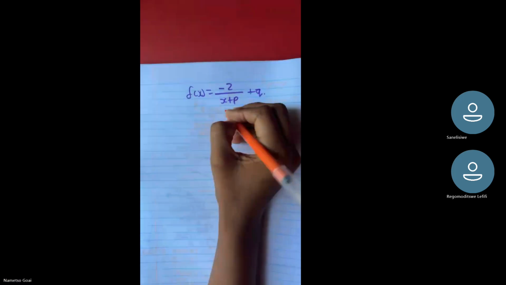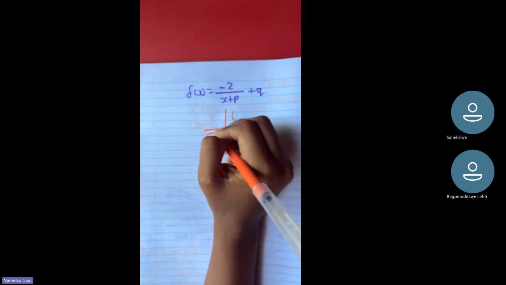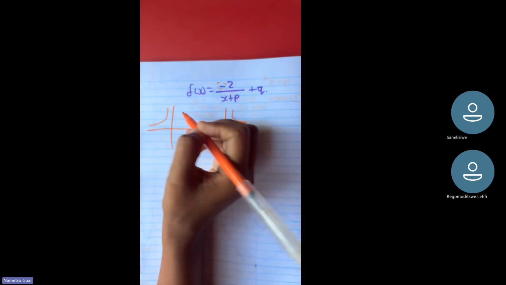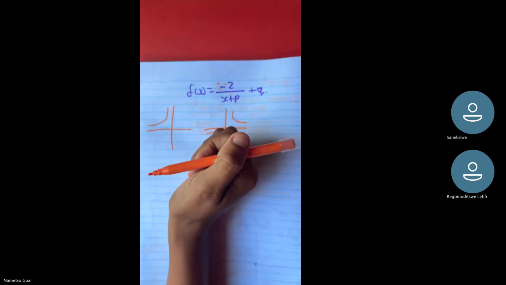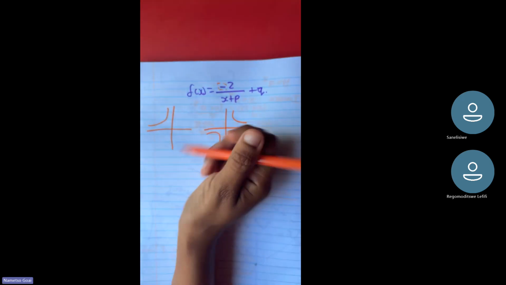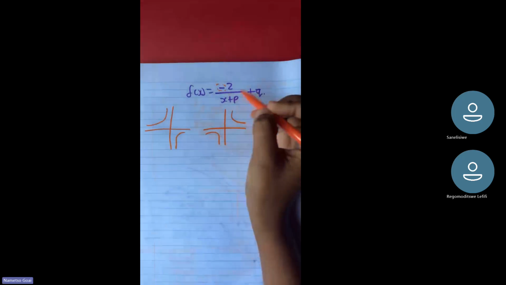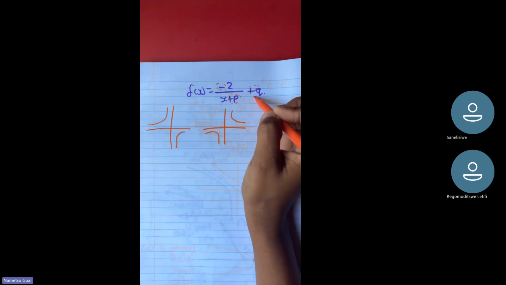Remember, we said a positive hyperbola takes this shape over here. But because this is a negative over here, it means which shape will it take? It will be in this quadrant and this quadrant over here. Right. Now let's identify what is P and Q.